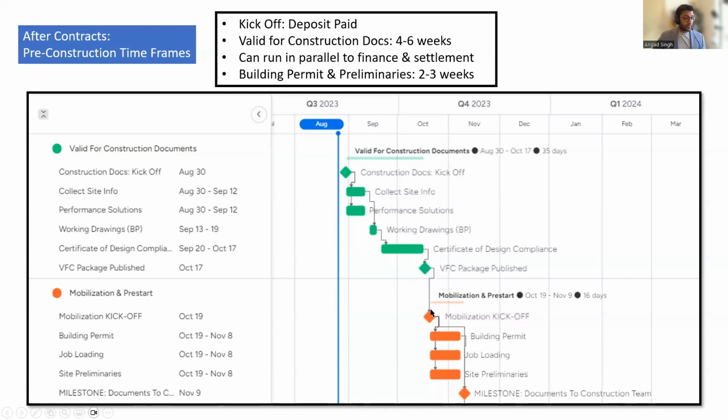Once that's all done, that allows us to lodge for a building permit. Typically, building permits are taking anywhere between 1 and 3 weeks. Sometimes they're quicker, sometimes they're a bit longer, but 10 days is pretty much the standard time. And once we have the building permit, we are ready with all of the documents that we hand over to our construction team, and off they go.